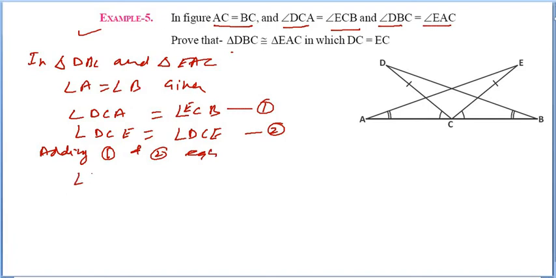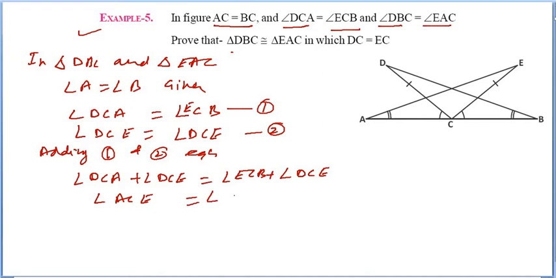Angle of DCA plus angle of DCE is equal to angle of ECB plus angle of DCE. That means the sum of these angles is ACE. So you can write here ACE is equal to angle of DCB. So you can say these two are equal, and AC is equal to BC. It is given. So you have to write AC is equal to BC.